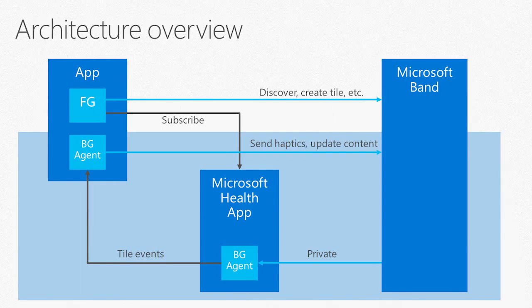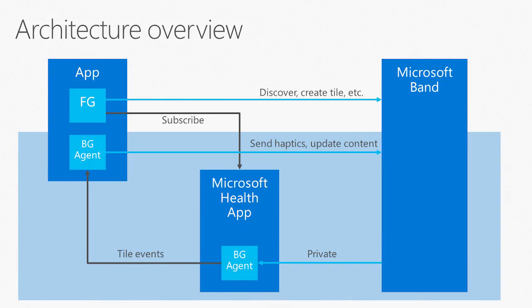So when those tile events arrive, the background agent inside the Health app will deliver those to your background agent. And again, it'll do that through another app service invocation. So once your background agent is activated and you receive that event, you can now go create yet another Bluetooth connection to the band. And this is where you can start to provide that feedback to the user and really build that whole interactive experience between the band and your background code.